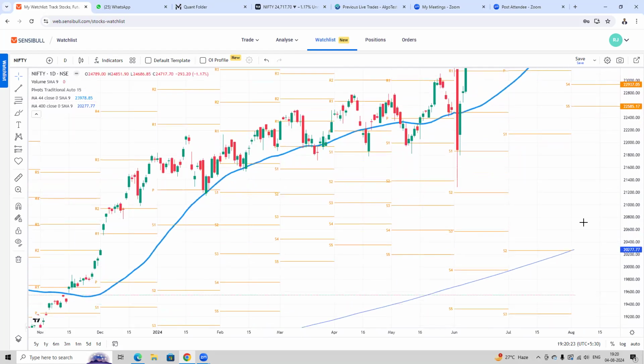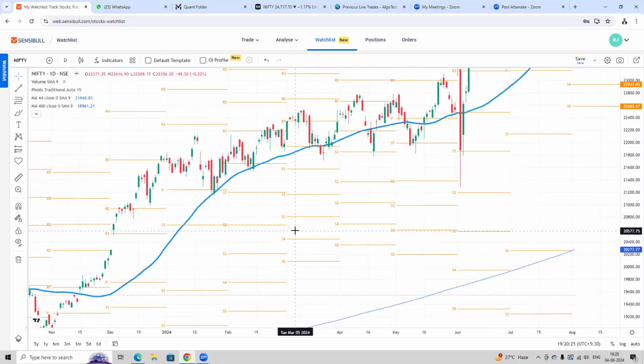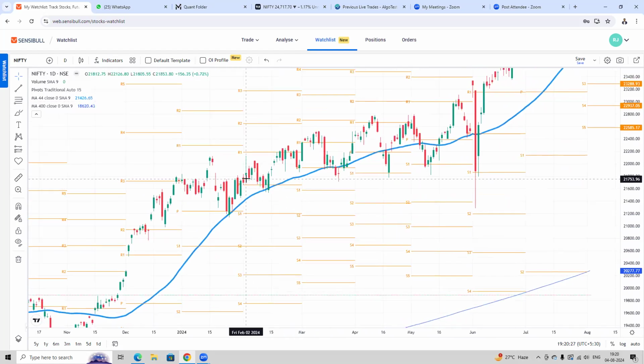You should buy at the high. Above this, you have to buy. Okay, see, if you see this candle, the high is 21,770. This should be your entry point, and the stop loss should be the low. Here, it should be your stop loss.